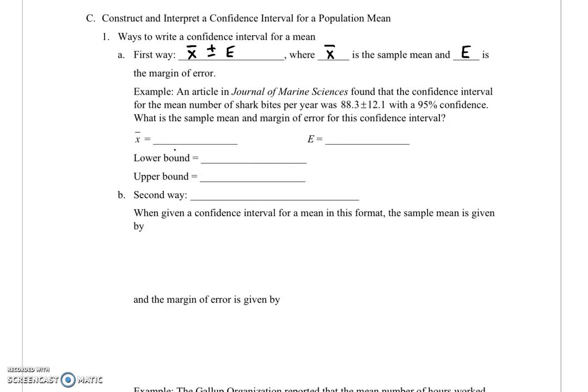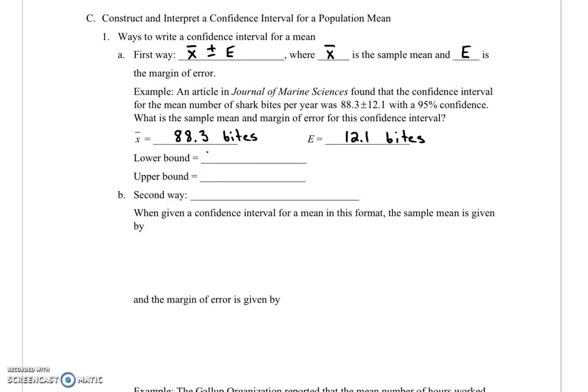So for example, an article in Journal of Marine Sciences found that the confidence interval for the mean number of shark bites per year was 88.3 plus or minus 12.1 with a 95% confidence. What's the sample mean and margin of error? So the sample mean is 88.3 shark bites, and the error is 12.1 shark bites.